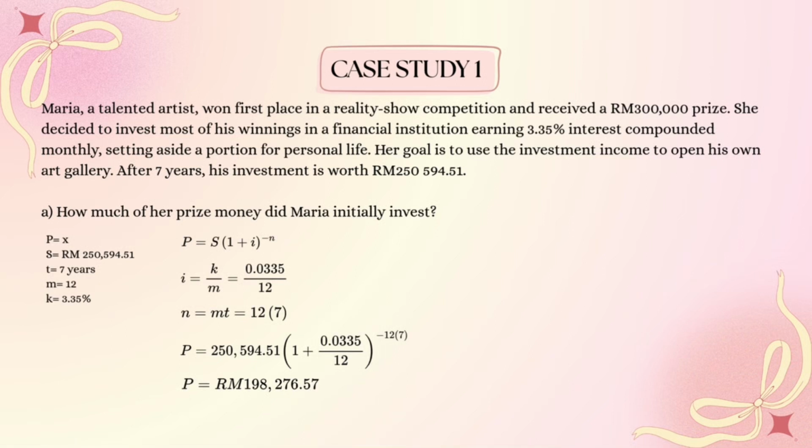Question A. How much of her prize money did Maria initially invest? For this case, we look for the present value, which is P. So, we use P equals S multiplied by (1 plus i) to the power of negative n. To get i, we divide k by m, which is 0.0335 divided by 12. Next, to get n, we multiply 12 by 7. Then, substitute all the values into the formula to find the present value. So, we will get 198,276 ringgit and 57 cents.